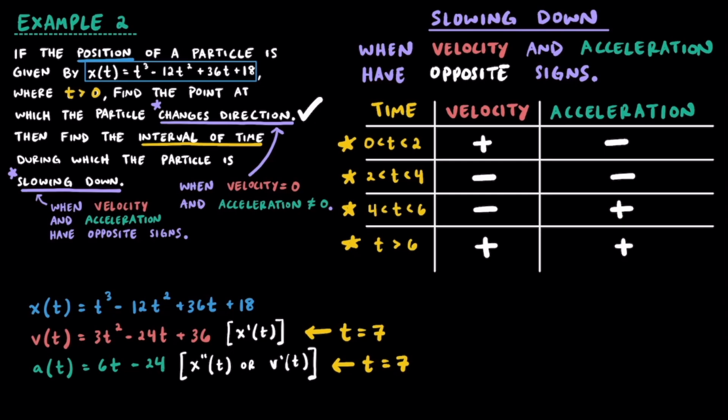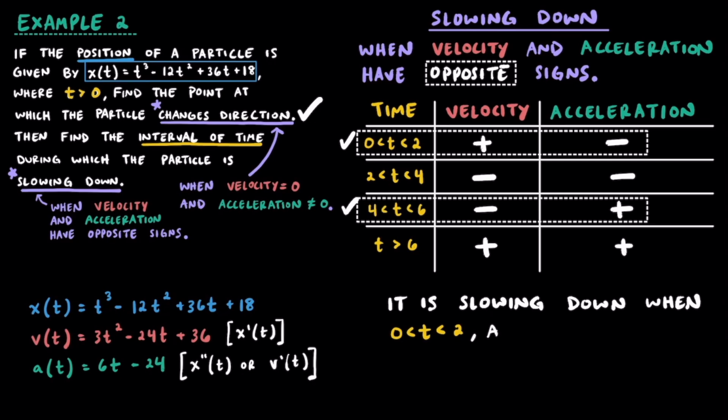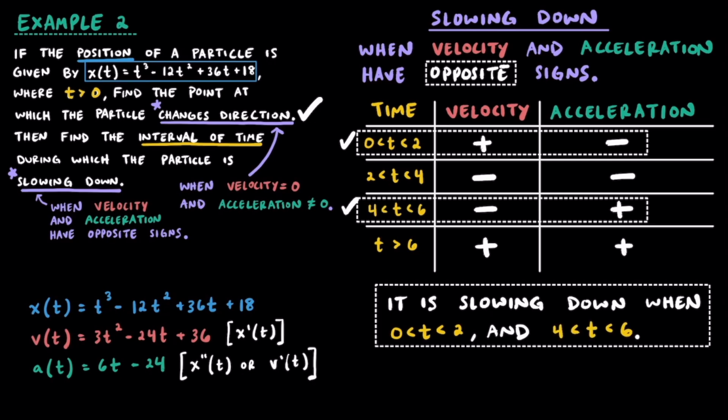Now that we know when the velocity and the acceleration are positive and negative, let's check out the intervals where they have opposite signs so we can find out when the particle is slowing down. It looks like when time is between 0 and 2, we have opposite signs, and when time is between 4 and 6, we also have opposite signs. We can now conclude that the particle is slowing down between 0 and 2 seconds and between 4 and 6 seconds. Now let's check out what this looks like on a graph.